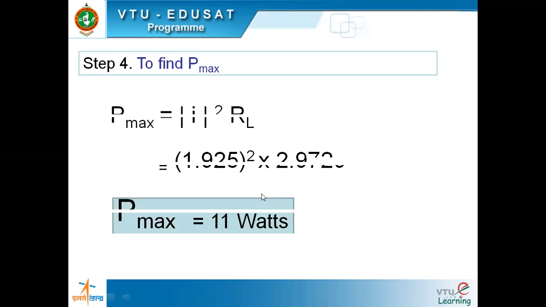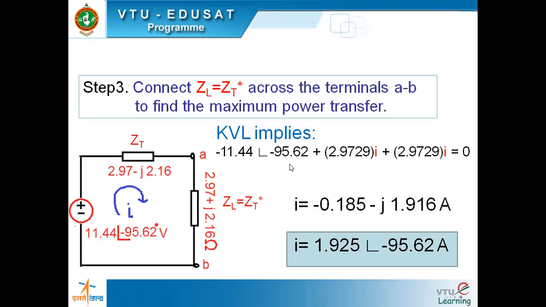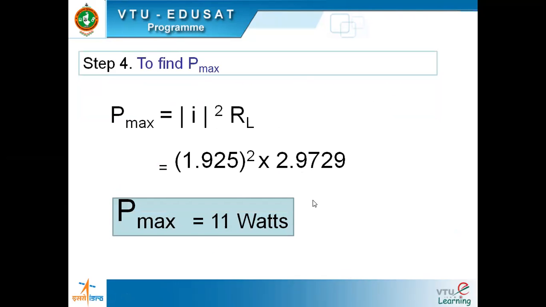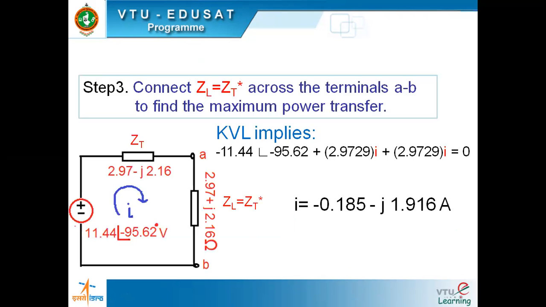1.925 is the magnitude. And what is RL? The load resistance. See here, 2.97. Is that 2.97? Yeah. What would be your Pmax? Pmax would be 11 watts. Everybody understand this point? Okay.